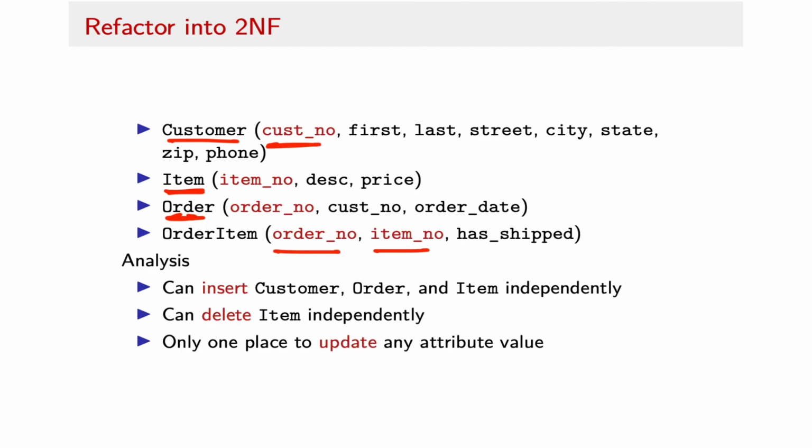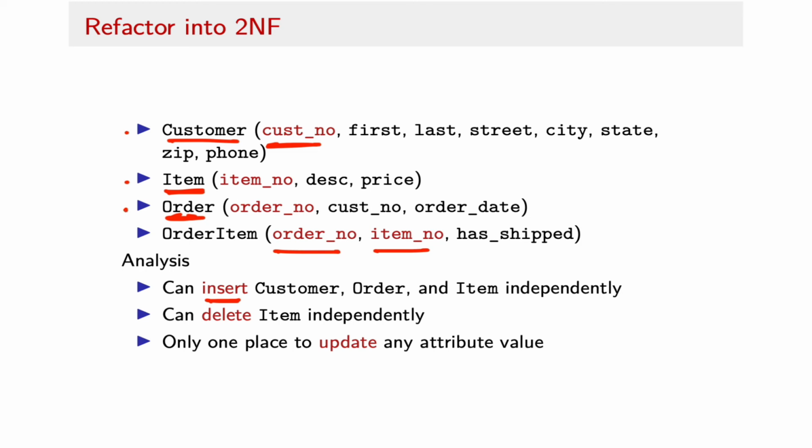Now, if we go back and reflect on whether or not we've advanced our case here by going to this second normal form, we can think about the anomalies that we identified before. From the perspective of an insert anomaly, we can now insert any of these things, customer, item, or order, completely independently of one another.